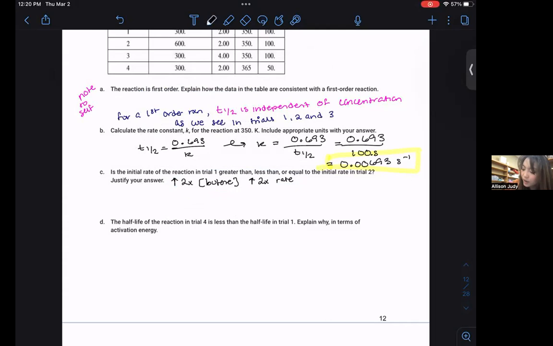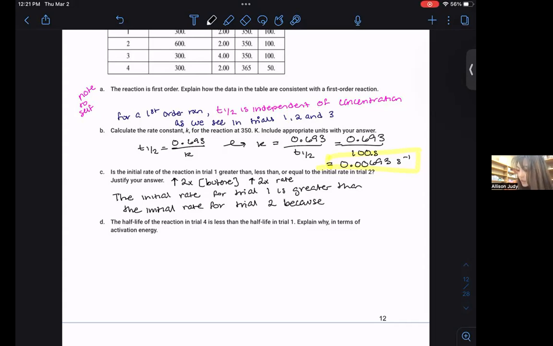So between trial 1 and trial 2, the initial rate for trial 1 is greater than the initial rate for trial 2, because concentration is doubled, or pressure is doubled, which is an indicator of concentration. Sorry, did I say initial rate for trial 1 is greater than? Sorry, I meant less than. Hold on. Less than. Wow, what a brain fart.